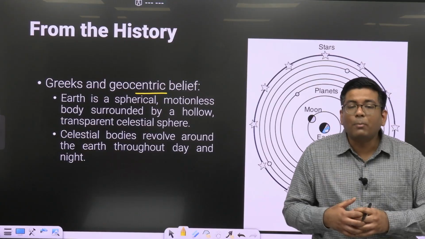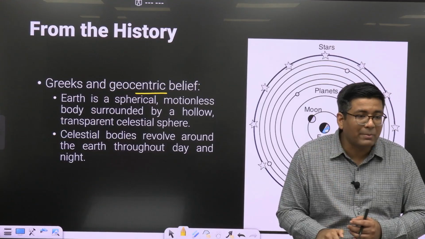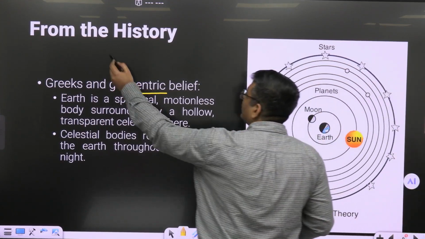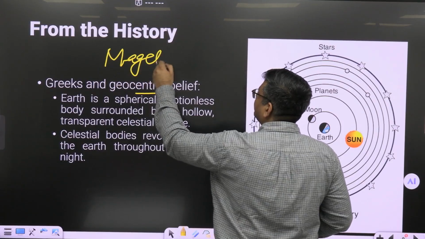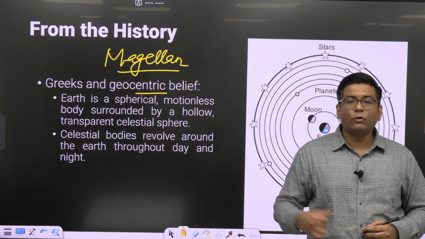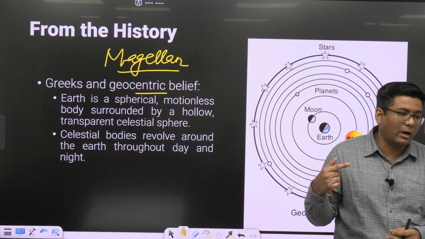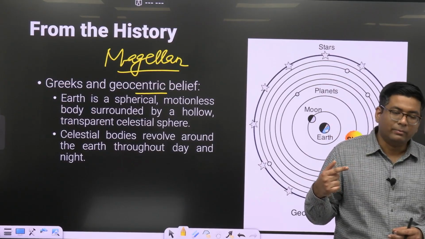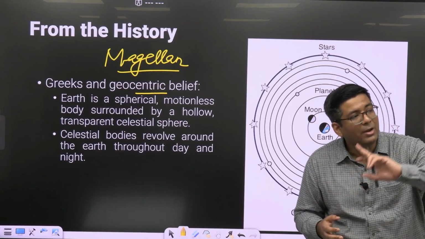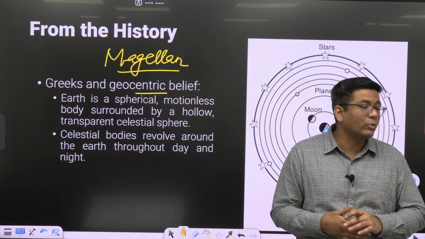Now the point is that this belief that the earth is flat and that there is a tipping point was broken away by the journey of someone called Magellan. Magellan was a sailor who started from Spain, and he was the first one to complete a full round around the earth. That is called circumnavigation. Circumnavigation means that you have traveled the entire earth on one particular means of transport. For him it was a ship.